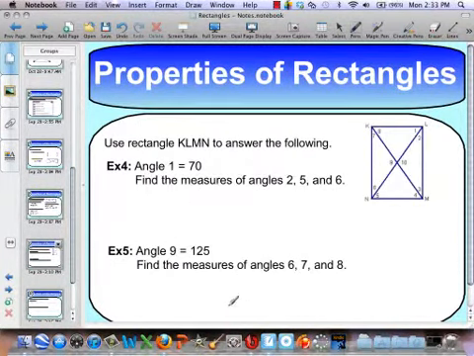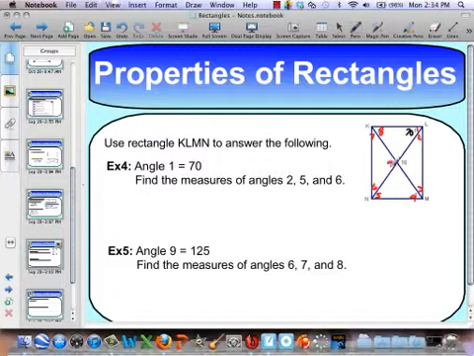All right, let's go into here. We have another rectangle. Now we're going to look at this from an angle perspective. If angle 1 is 70, what's the measure of angle 2? 90 minus 70 is 20. So we have angles 1, 2, 3, 4, 5, 6.